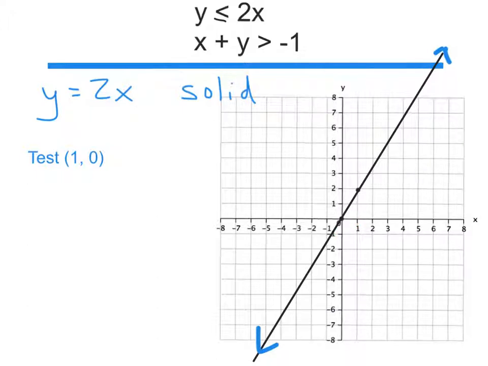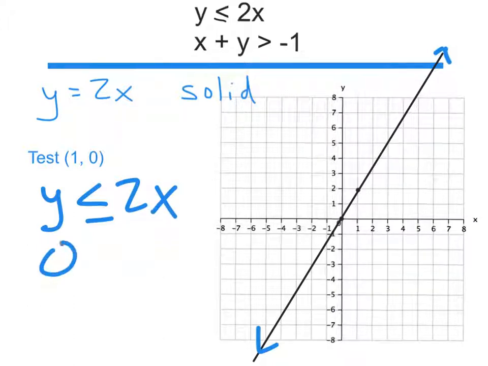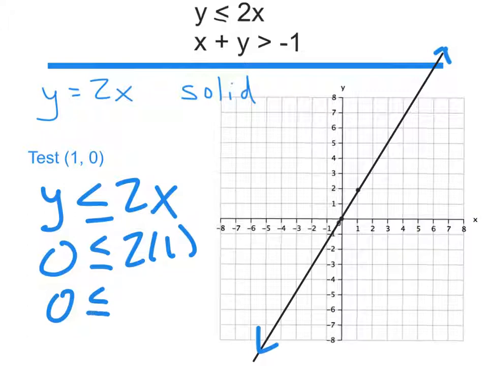Okay, so let's test that in the original inequality. 1 for x, 0 for y, right here. Or sorry, in this inequality. So we'll have y is less than or equal to 2x. That'll become 0 is less than or equal to 2 times 1, or 0 is less than or equal to 2. Is that true? Yeah, 0 is less than or equal to 2.